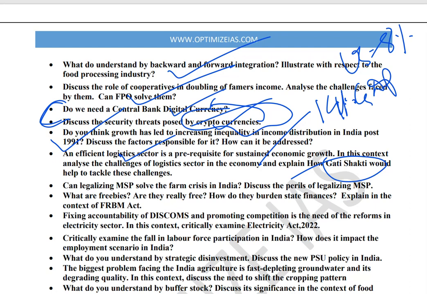Next is, can we legalize MSP? Will it solve the problem of the farmers? Next, what are freebies?